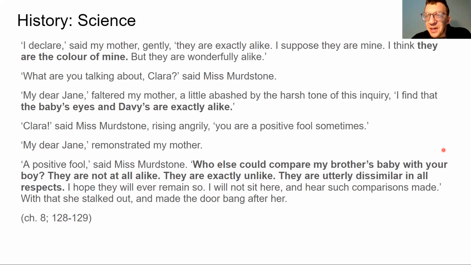Another one that we have is science. And this is a pretty interesting one, kind of slid into the side in chapter 8 around the idea of gene inheritance.